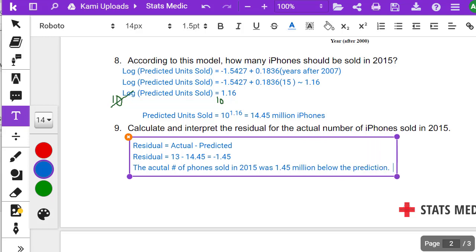Remember, if you see a negative, you're probably tempted to say it's under predicted, right? Actually, the prediction was higher. So when you're trying to figure out under predicted or over predicted, just look at the actual and the predicted. Is the predicted higher than the actual? Okay, you over predicted. If it's lower than the actual, you under predicted.